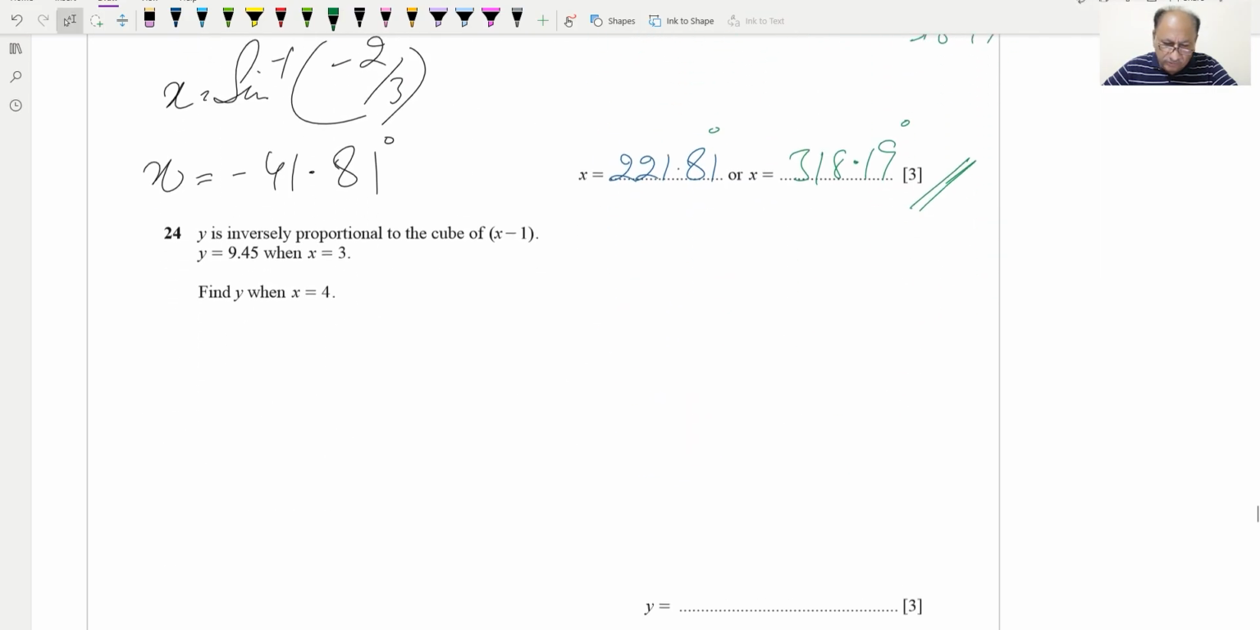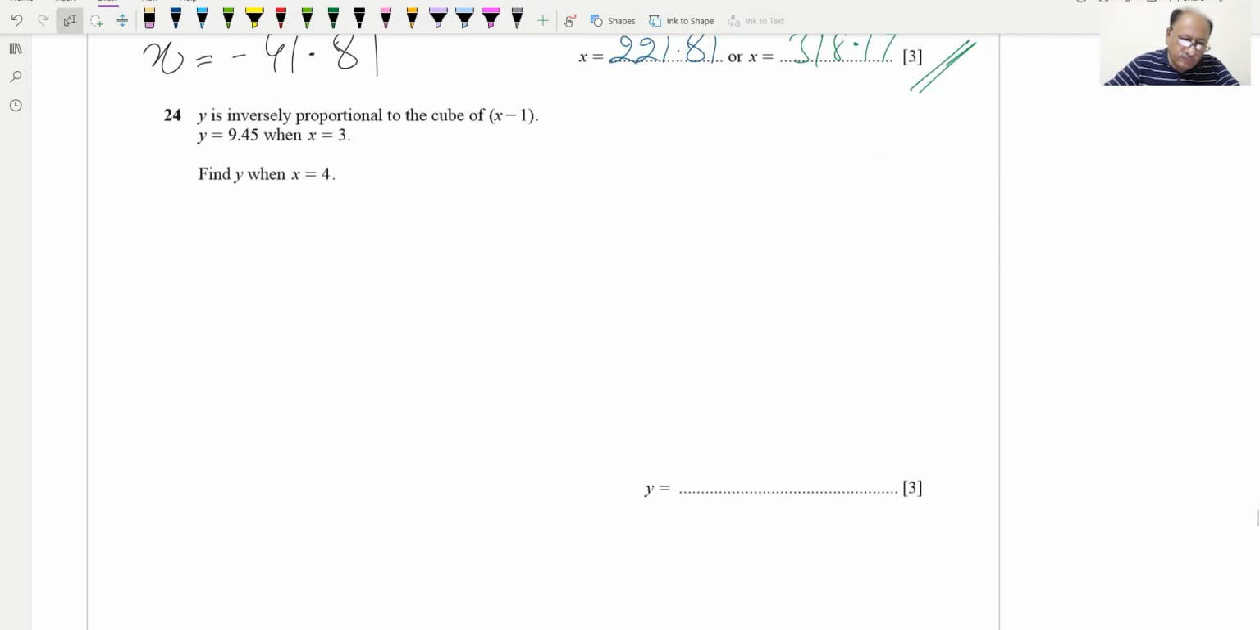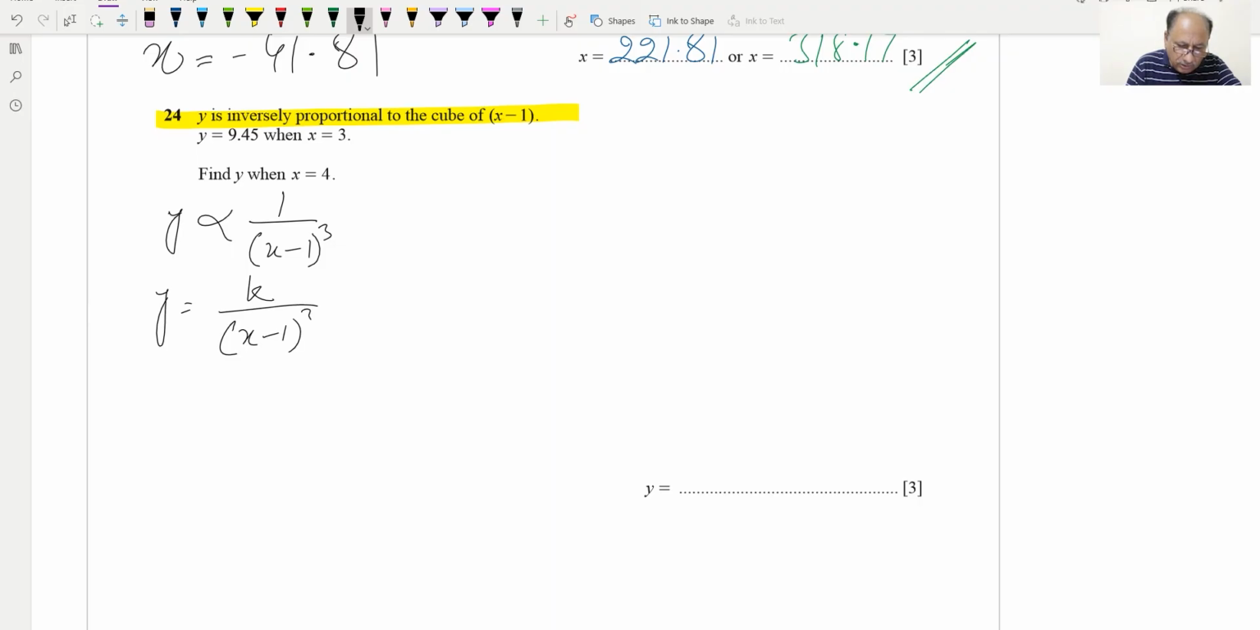Hopefully you understood this. Now this is question number 24, which is a proportionality question. Y is inversely proportional to the cube of x minus 1. So we can write y is inversely proportional to x minus 1 cubed. So we can write y is equal to k over x minus 1 cubed, where k is the constant of proportionality.